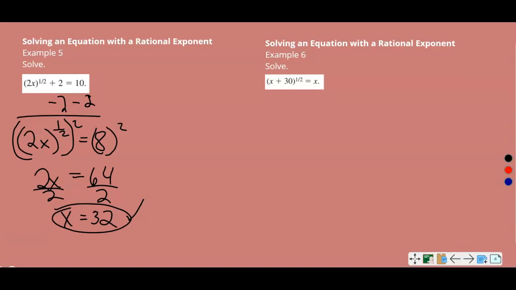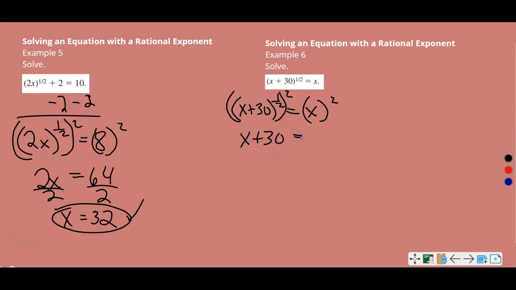Example 6, solving an equation with a rational exponent. Example 6 is a little bit different. We can see that we have a variable on both sides of our equation. We're still going to square both sides to get rid of that 1/2 power. Remember, that's the same as a square root. If I have a power to a power, I multiply. 1/2 of 2 is 1, and that leaves just x plus 30 on the left side.